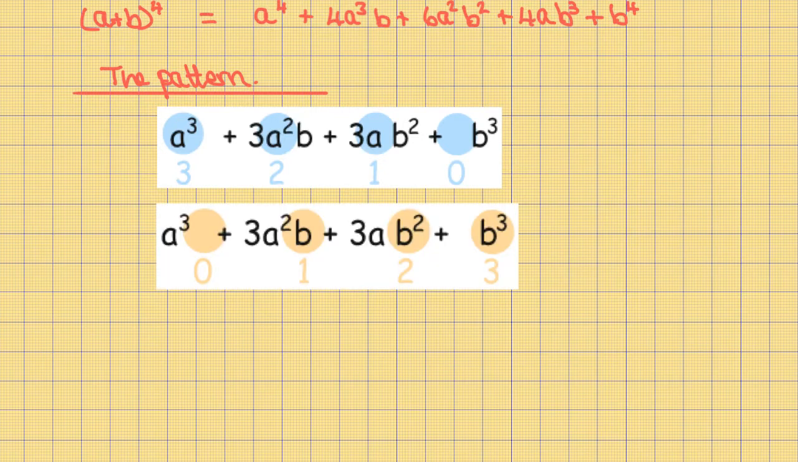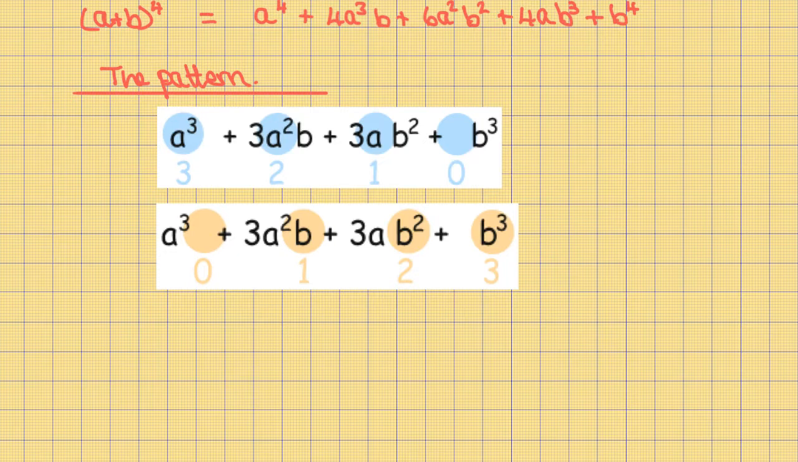Now let's look at the powers of b. They start at b to the power of 0. Again, we don't show that because anything to the power of 0 is 1. Then it goes to b to the power of 1, then b squared, then b cubed. The powers of b are in ascending order, starting at 0 and finishing at 3. If we now look at the coefficients in the expansion, it goes 1, 3, 3, 1.